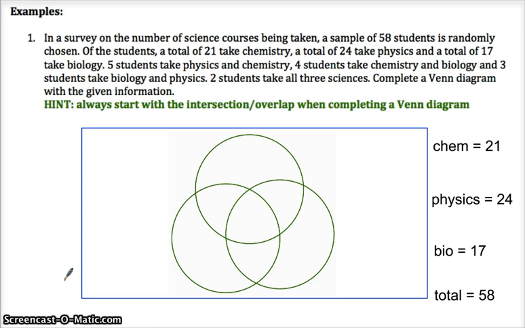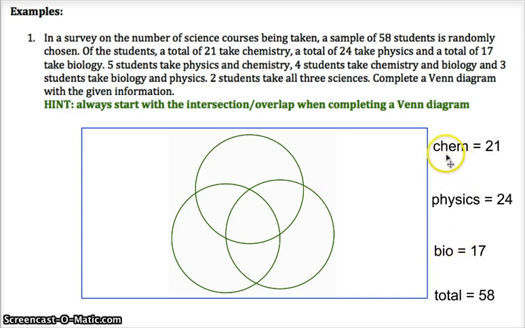It says, and I started pre-filling this out with the circles because, quite frankly, they're hard to draw. So I did this so we could fill this out together. It says there's 21 chemistry, 24 physics, 17 bio, and those are, of course, the totals.